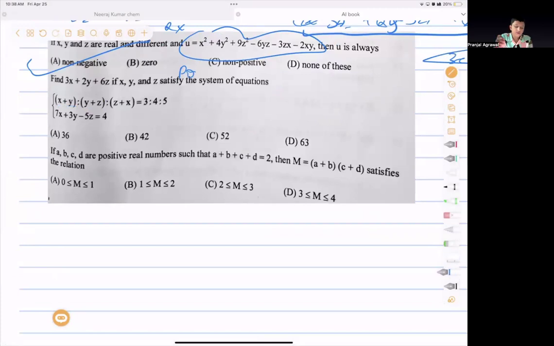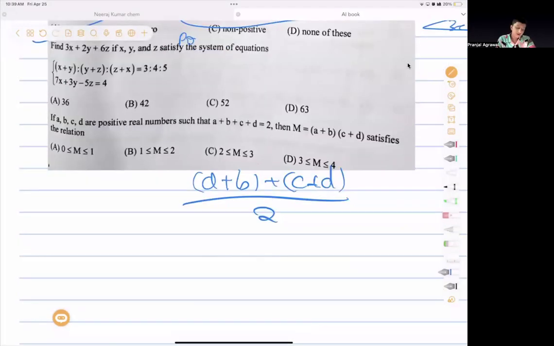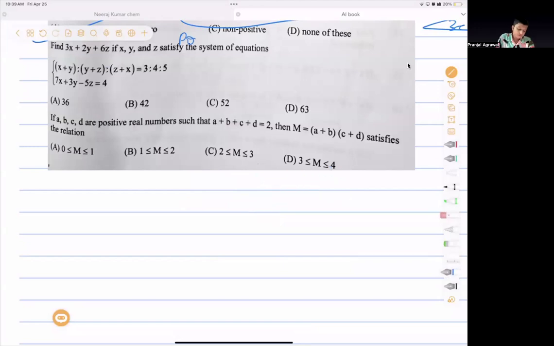Now we'll have to solve this. Here what will we do? We have x plus y is to y plus z is to z plus x is equal to 3 is to 4 is to 5. So can we assume x plus y is equal to 3k, y plus z is equal to 4k and z plus x is equal to 5k. Now add all of this.